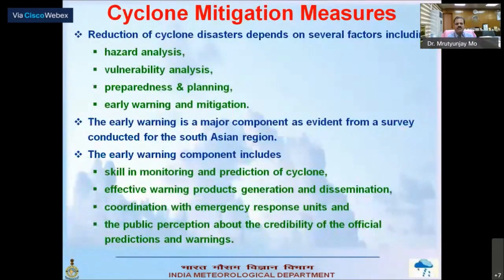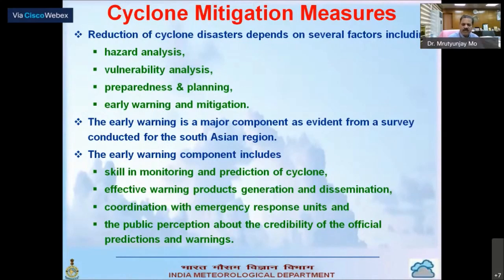Now I'll come to cyclone forecasting. As you know, the cyclone is a killer, as I have discussed so far. So for measuring its intensity and location, providing the correct forecast and taking mitigation measures, there are various steps. For disaster management, we have hazard analysis, vulnerability analysis, preparedness and planning measures, and early warning and mitigation. But it has been seen that early warning is a major component.